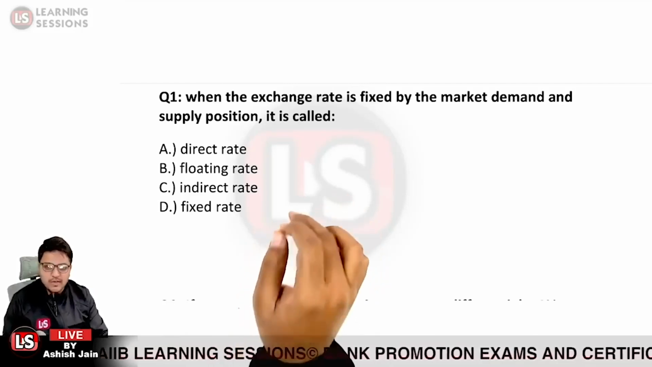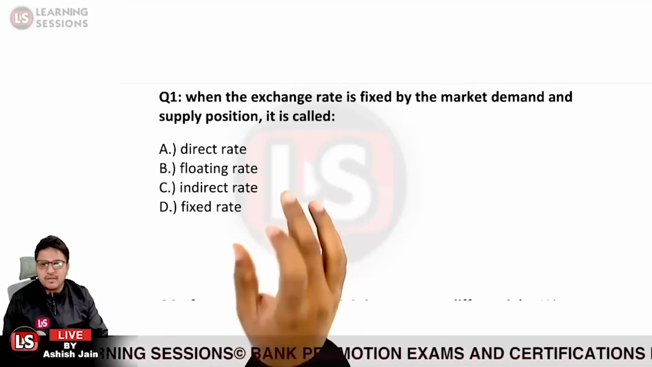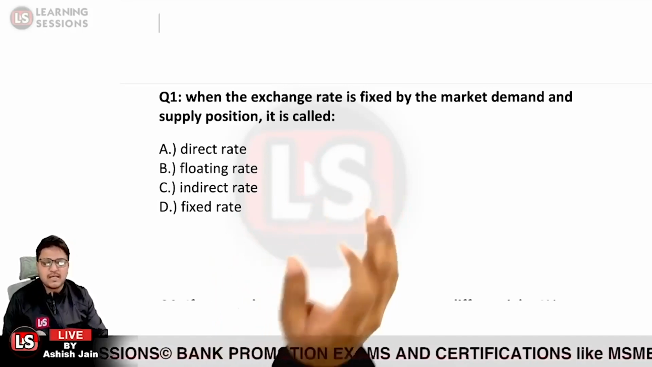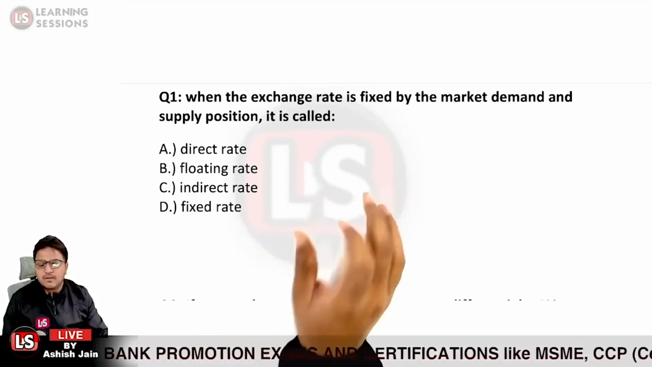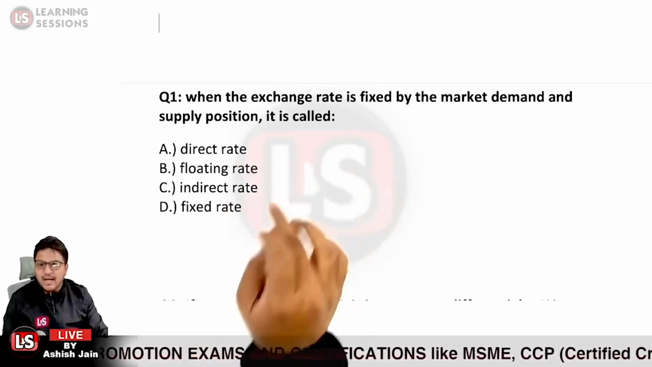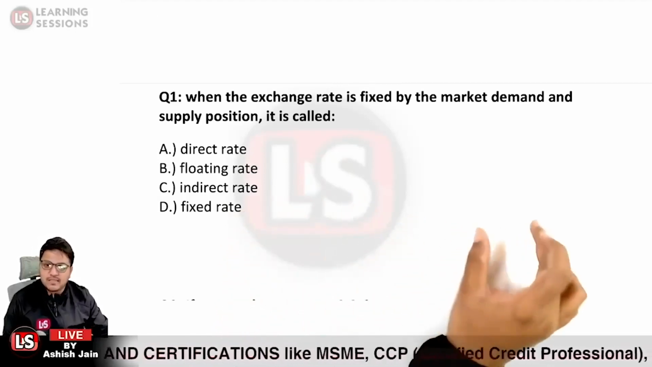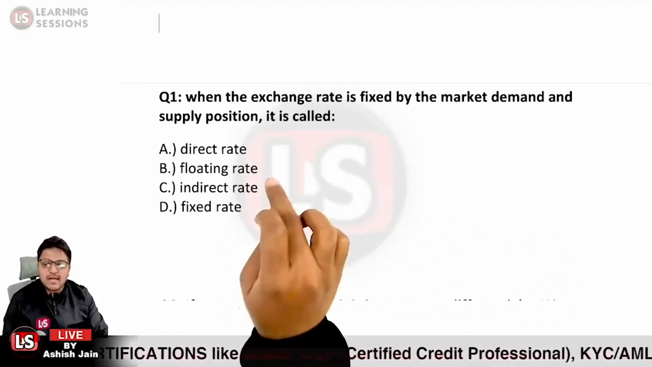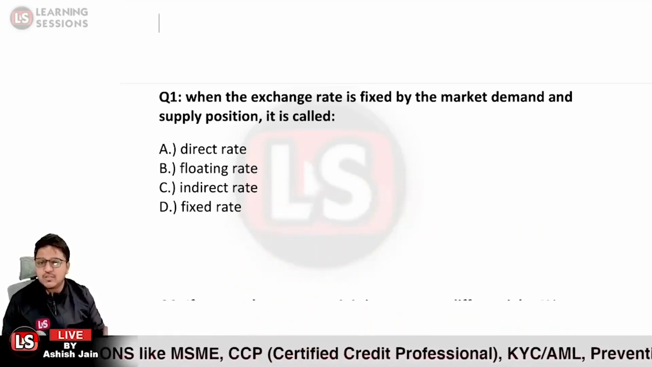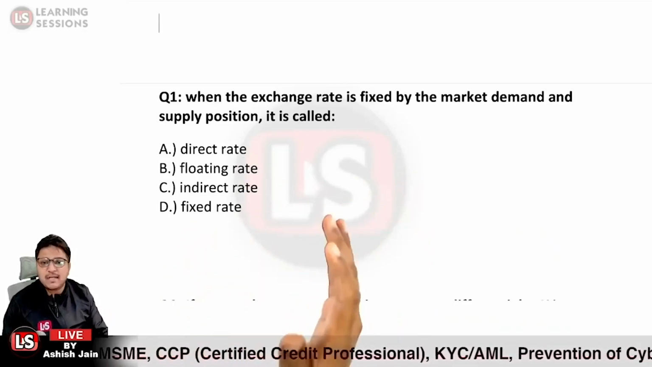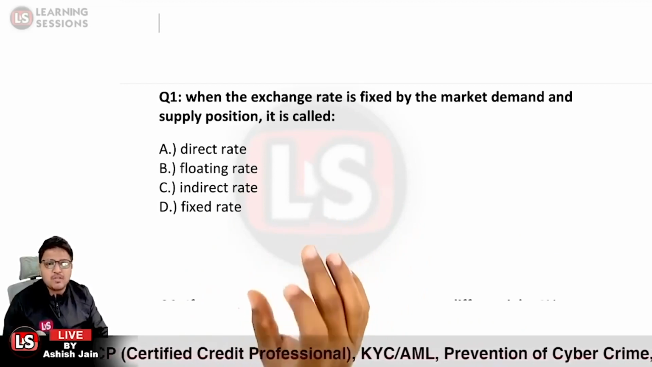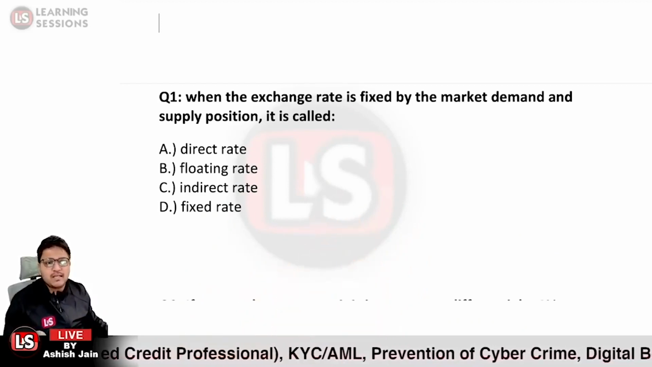Direct rate is that particular rate in which foreign currency is having a fixed value, but the home currency is having a variable position. That is a direct rate, and opposite of that is indirect rate, where home currency is fixed and foreign currency is variable. And floating rate is that particular rate which is basically changing its value. It is basically based upon the market demand and supply position. So option B over here is the right answer.